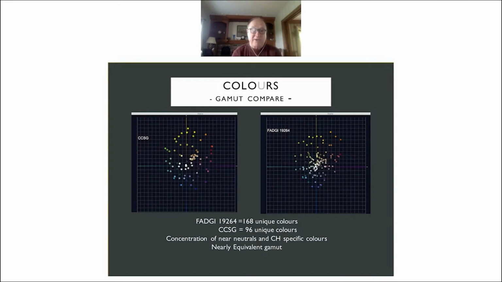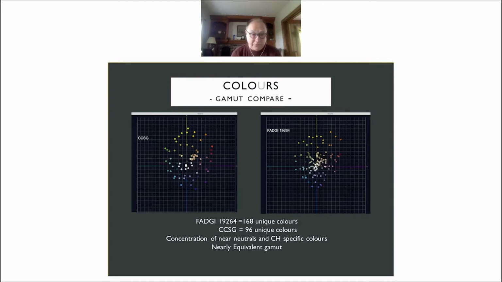Just to give you a sense of where the colors lie in a two-dimensional sense, what you're seeing here is the a star, b star axes for the LAB color space. What you're not seeing here is the lightness, but we can't do 3 dimensions on a two-dimensional screen. So to the left is where the colors lie with the ColorChecker SG. This is meant to give you some reference of where the colors lie between a popular target like the ColorChecker SG and the FADGI target to the right.